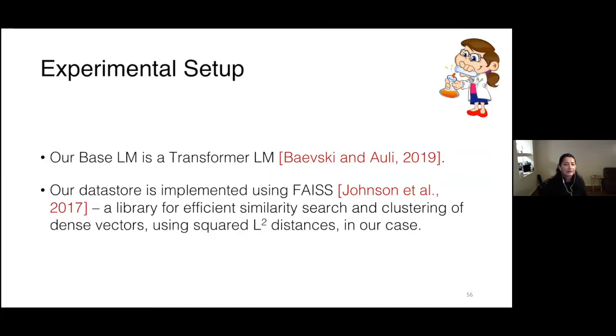A few key details for our experimental setup. So our base language model is a transformer LM, which was the near state of the art at the time. And our data store is implemented using FAISS, which is an open source library for fast and efficient similarity search in high dimensional spaces.